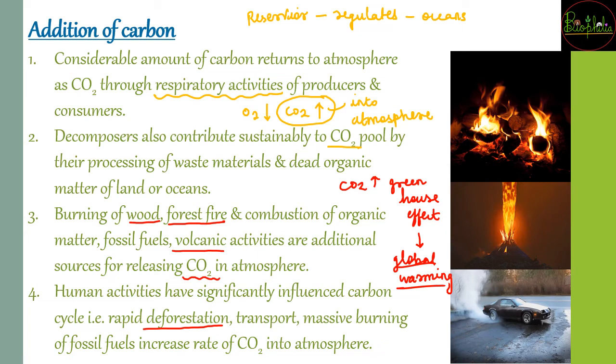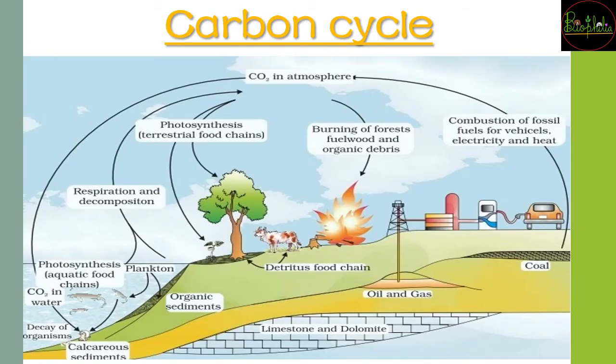So it is very important to reduce the carbon addition. The respiratory activities cannot be minimized, and things like volcanic eruptions are again not in our hand. But the activities influenced by humans, like burning of wood, can be controlled to minimize the source of carbon contributing to global warming. This is going to be a complete carbon cycle.